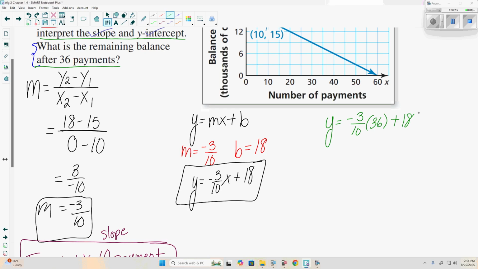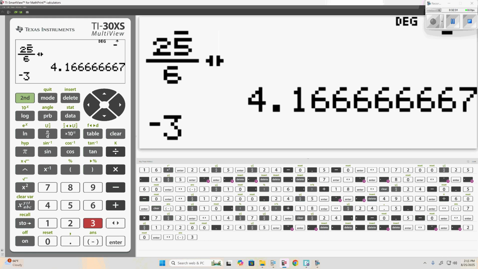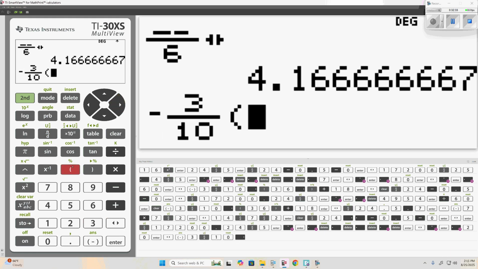We do have the negative 3/10 times 36 plus 18 on the one side, yes? Is there any variables on that side? So is there anything restricting me from just plugging all that in? So grabbing the calculator, say negative 3/10 times 36 plus 18.